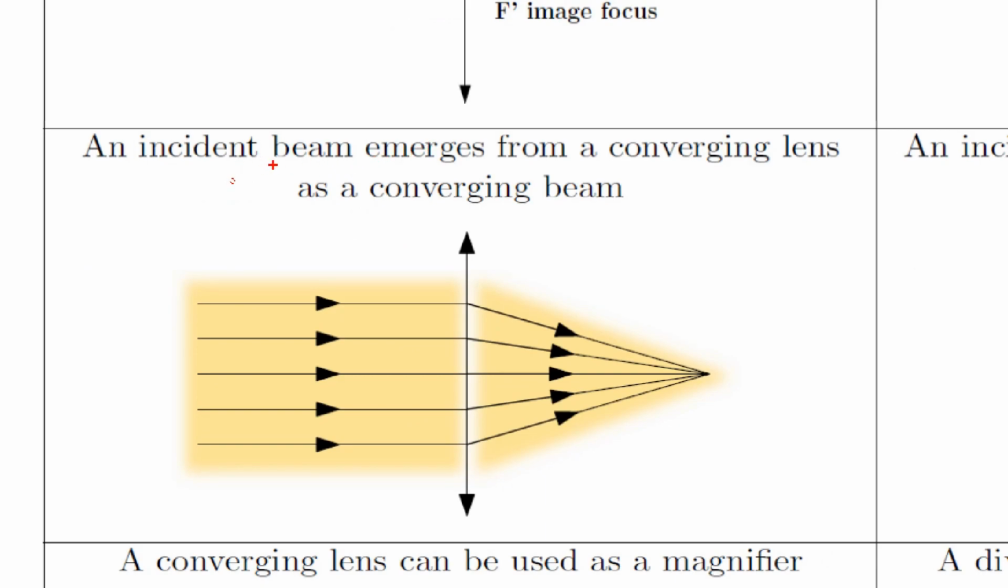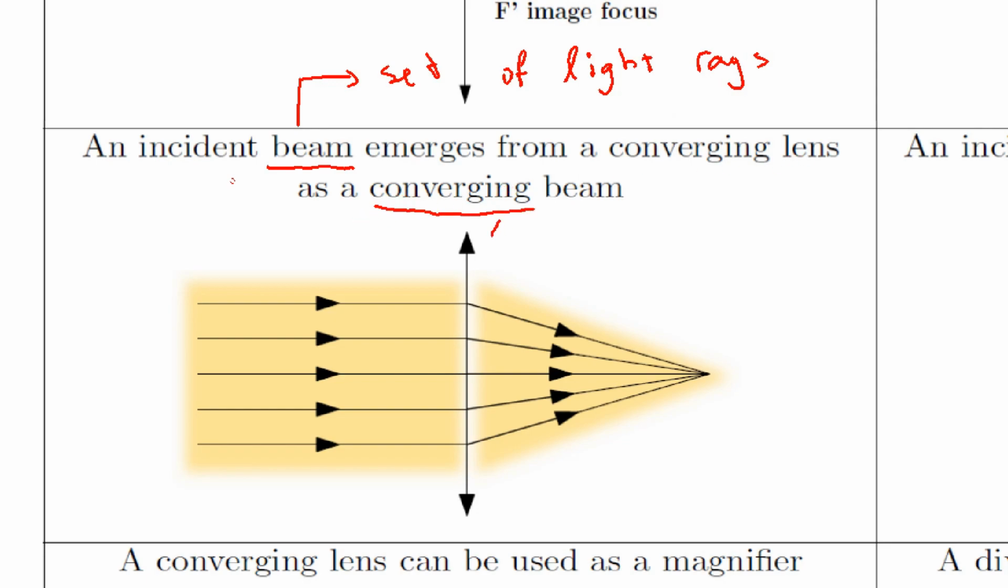Okay, so what does the word beam mean? A beam is a set of light rays. And the word converging here means reaching a point. So an incident beam emerges from a converging lens as a converging beam. This is the incident beam. Notice that this beam consists of a set of light rays.